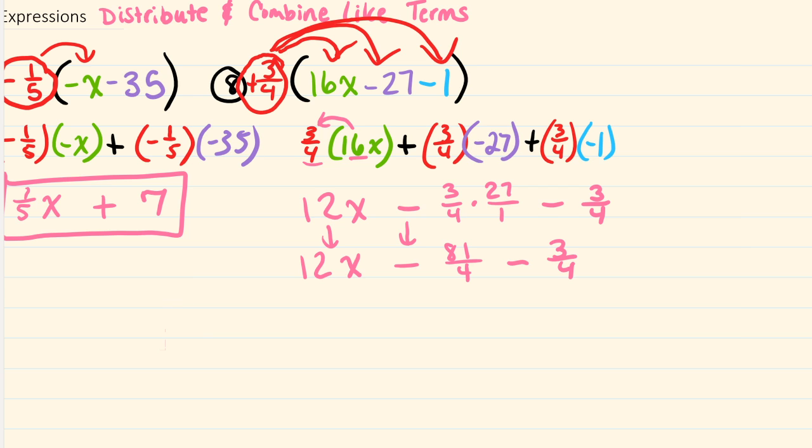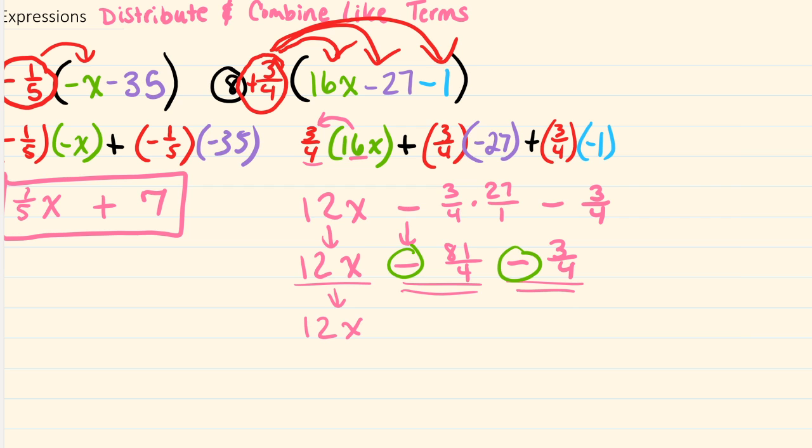Now we finally get to combining like terms. This is a variable term. I don't have any other variable terms, so it doesn't have any like terms. So I just bring it down. This is a constant term, and this is a constant term. So I can combine them. If you remember the rap song, it said same signs add. So these have the same sign. Same signs add. So I'm going to be adding these two fractions.